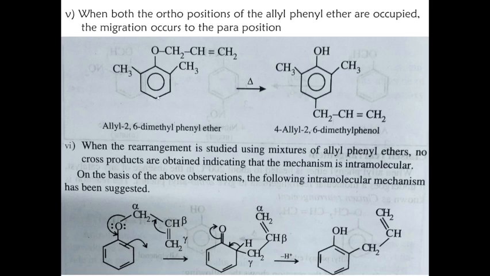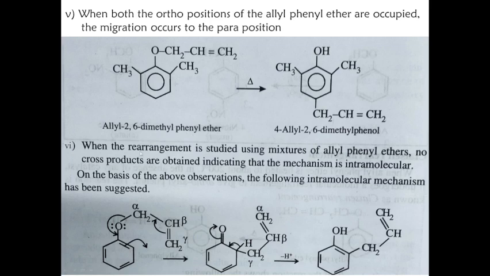Okay, so here we have taken a compound, allyl 2,6-dimethyl phenyl ether. So this is 1, 2, 3, 4, 5, 6. On heating, this allyl group cannot migrate to the ortho positions because the ortho positions are occupied. Then of course it can only migrate towards the para position. So here we are getting the migrated product as 4-allyl 2,6-dimethyl phenol.